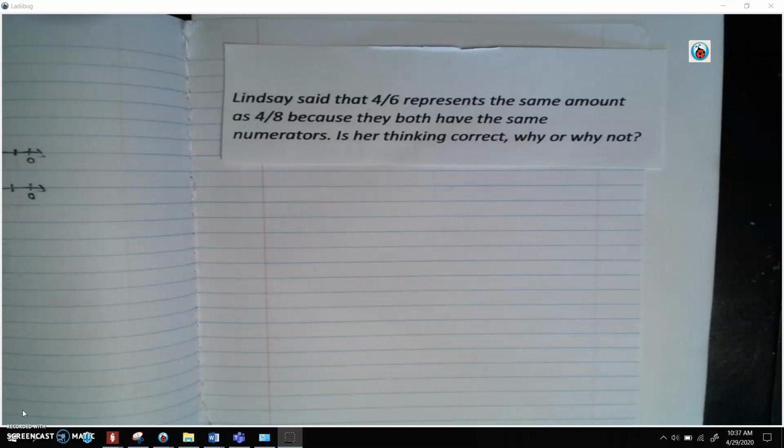This week we've been comparing fractions. We've been talking about equivalent fractions. We've used manipulatives. We've also used a number line and drawn models. So today we're going to use our mental reasoning, use our brains to figure these out.